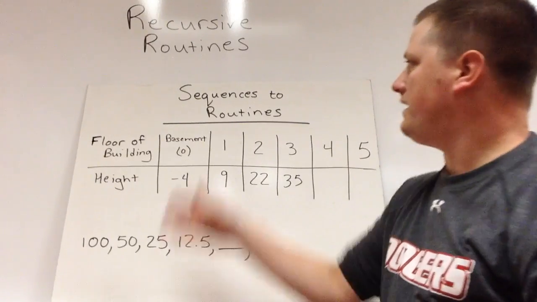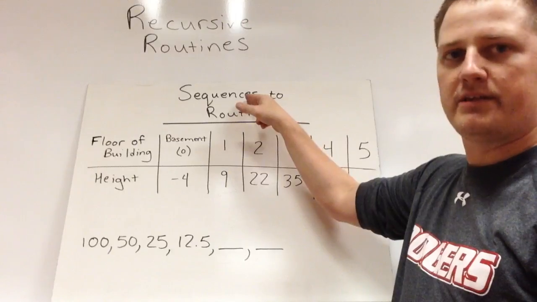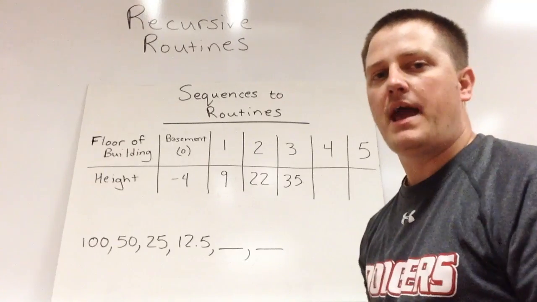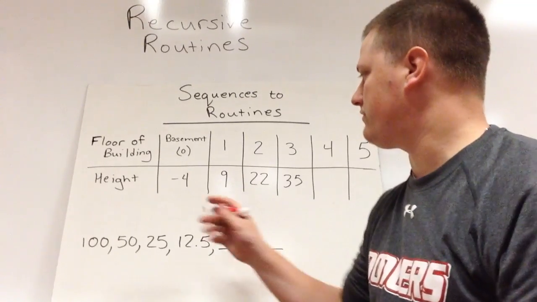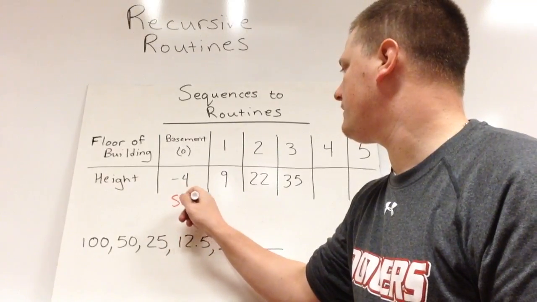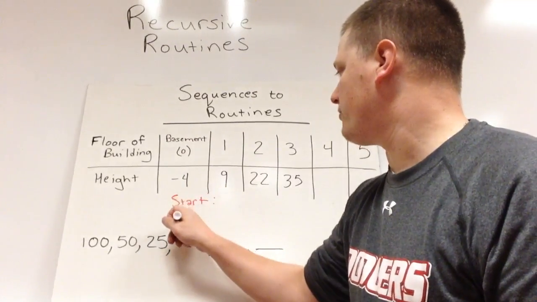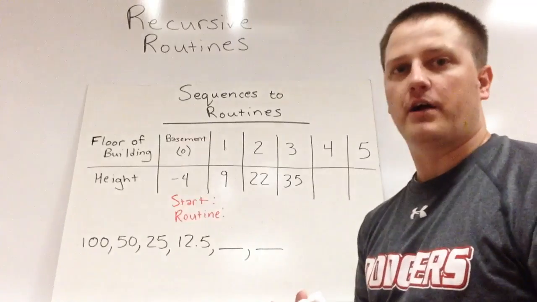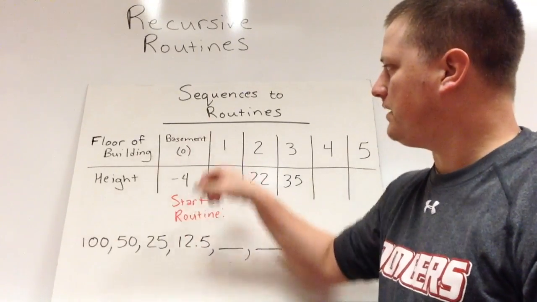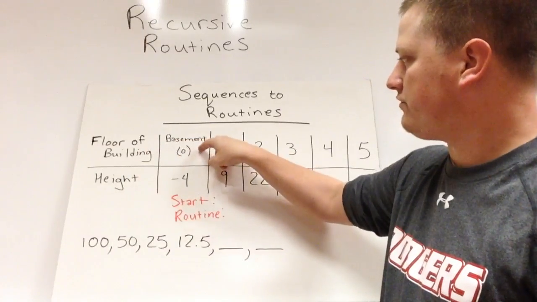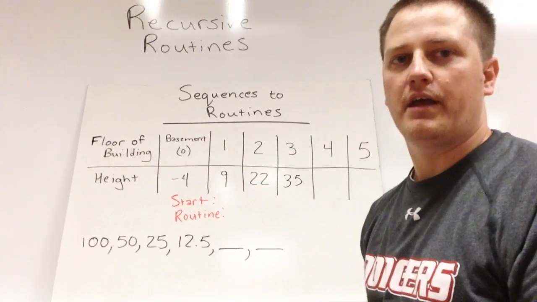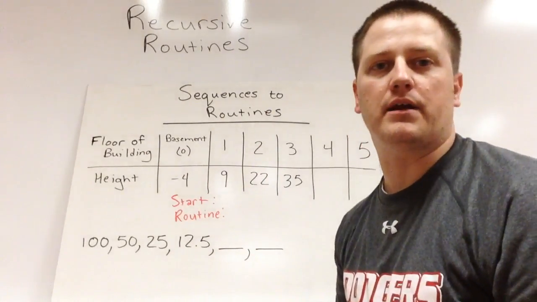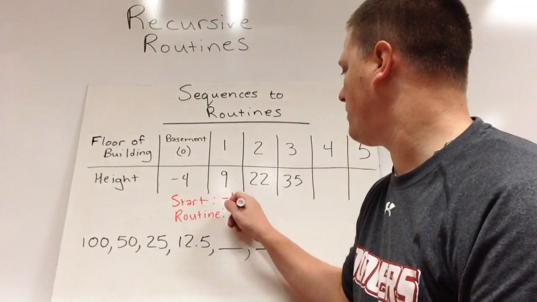First thing we're going to look at is how we take sequences and turn them into routines. So the first thing I have here is a table. Within every routine, we need two things: a start and the routine. The start is literally where we start at. In this one, we're talking about the floor of buildings, so we're going to start at the basement, and the height of the basement is -4 feet or meters, whatever they're measuring in. So our start value here is -4.